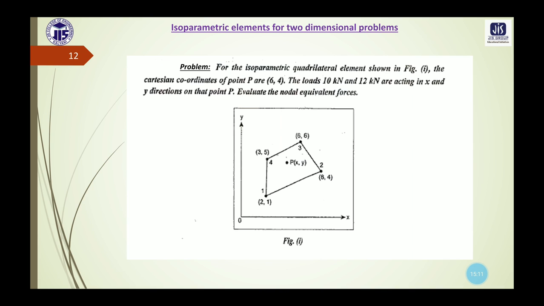For the isoparametric quadrilateral element shown in this figure, the Cartesian coordinates of point P are 6, 4. The loads 10 kN and 12 kN are acting in x and y directions on that point P. So we need to evaluate the nodal equivalent forces.